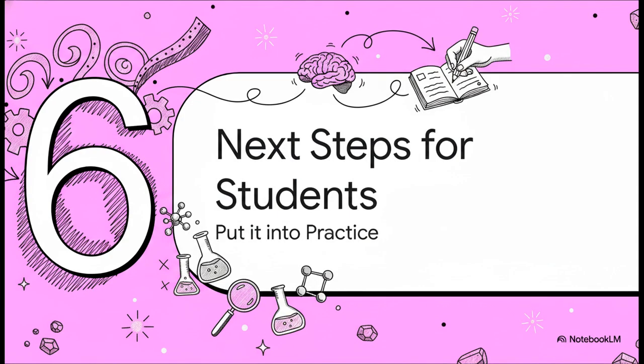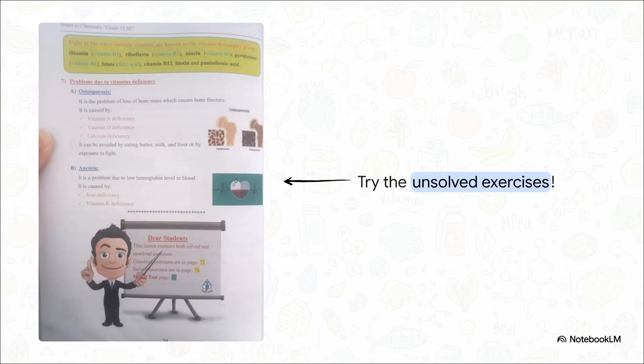All right, time for action. Section 6. Next steps for students. As your textbook instructor points out, you've got some homework to do to really lock this in. You have unsolved exercises waiting for you on page 71. Try those first. Then flip over to page 74, where the solved exercises are, to check your work and understand any mistakes. Finally, when you feel totally confident, tackle the model test on page 84 to simulate the real exam experience.